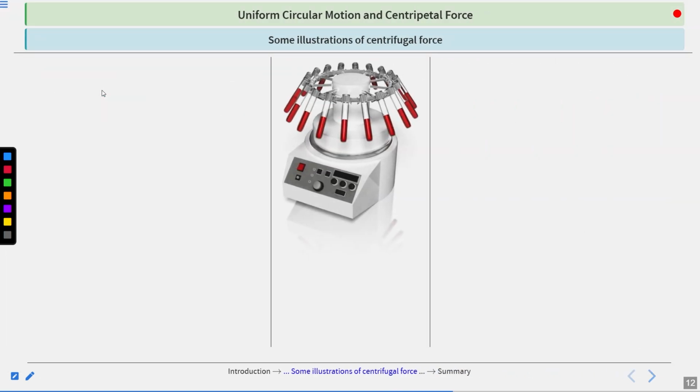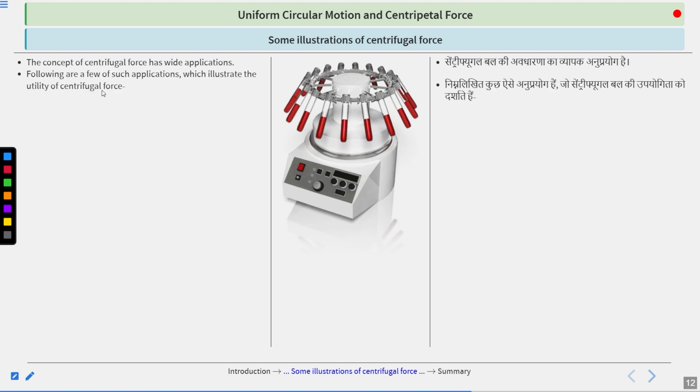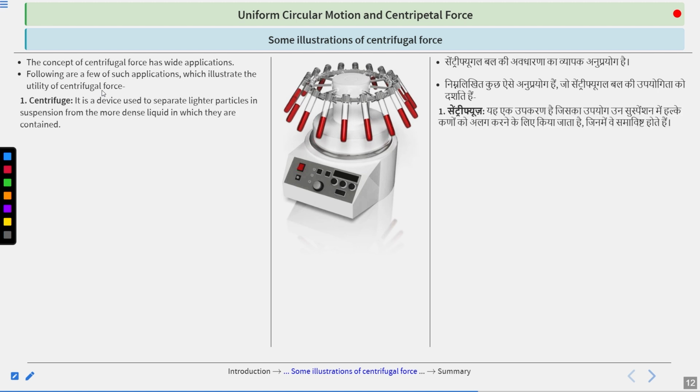Now some illustrations of centrifugal force. The concept of centrifugal force has wide applications. Following are a few of such applications which illustrate the utility of centrifugal force. First is the centrifuge. A centrifuge is a device used to separate the lighter particles in suspension from the more dense liquid in which they are contained.